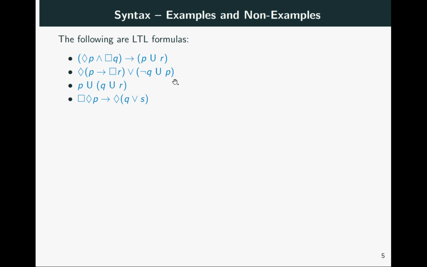Let's read these formulas. Eventually P and always Q implies P until R. Eventually P implies always R, or non-Q until P. P until Q until R. Always eventually P implies eventually Q or S.